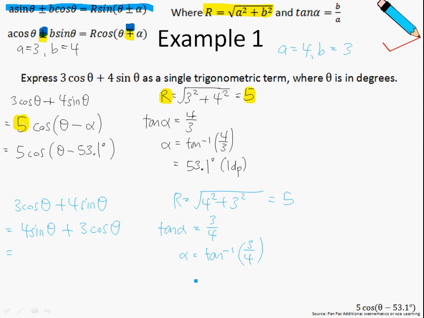Similarly, to find alpha, we will take tangent inverse of 3/4. Rounding this off, just make sure that your calculator is in degree mode when you do this, you will have 36.9 degrees to 1 decimal place. And now we can happily fill in our values. R sine theta, so R is now 5 sine. Now we have theta plus alpha, so theta plus 36.9 degrees.